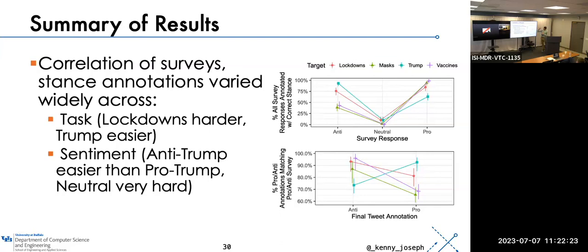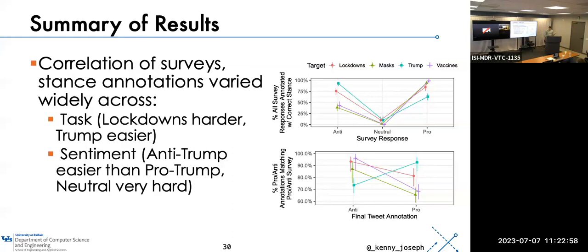Is that the way to read this? Yeah, so these graphs are very hard because doing something like precision and recall requires that you assume a ground truth, right? So in these graphs, we treat 100% of all surveys as ground truth here. So in the case of vaccines, 40% of the people who provided an anti-vax response in the survey were anti-vax in the Twitter data.